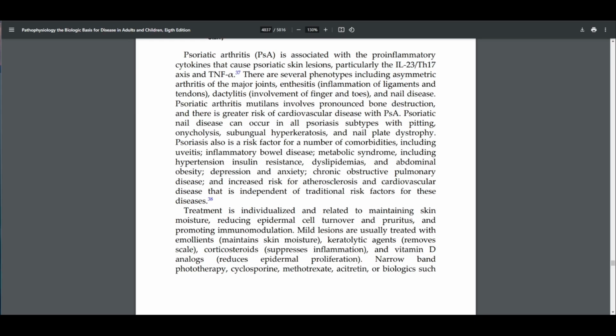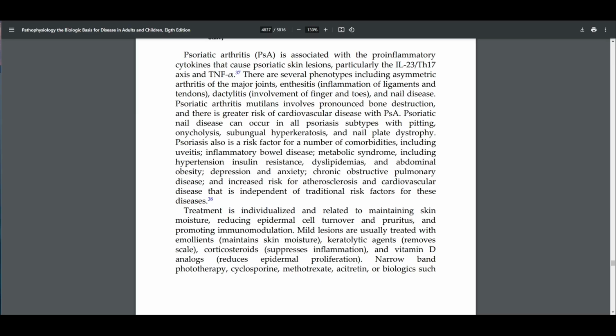Psoriasis also is a risk factor for a number of comorbidities, including uveitis, inflammatory bowel disease, metabolic syndrome, including hypertension, insulin resistance, dyslipidemias, and abdominal obesity, depression and anxiety, chronic obstructive pulmonary disease, and increased risk for atherosclerosis and cardiovascular disease that is independent of traditional risk factors for these diseases.